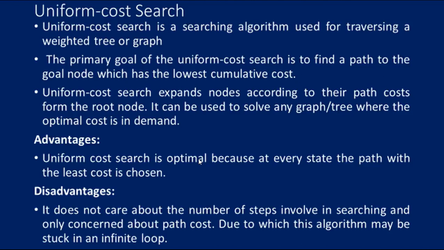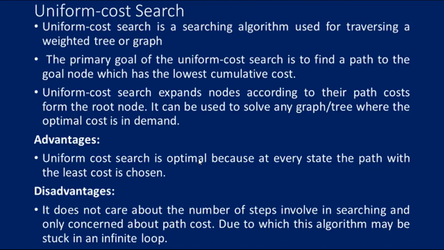A uniform cost search algorithm is implemented by the priority queue. It gives maximum priority to the lowest cumulative cost. Uniform cost search is equivalent to the BFS algorithm if the path cost of all edges is the same. So the primary goal of uniform cost search is to find the path to a goal node which has the lowest cumulative cost. That is the main point you need to consider. The name itself indicates cost. So the lowest cost will be calculated first and considered, traversing through that and getting a solution from that.